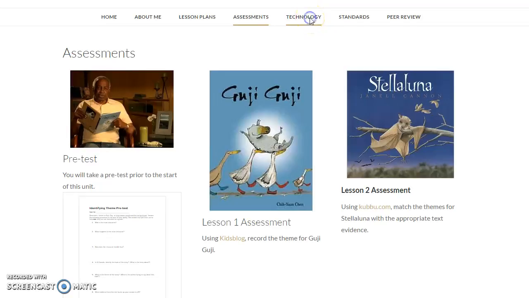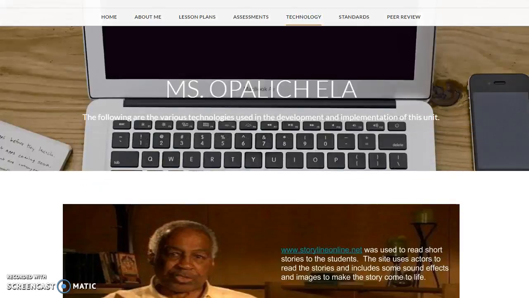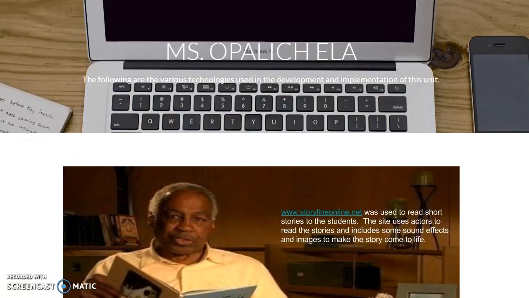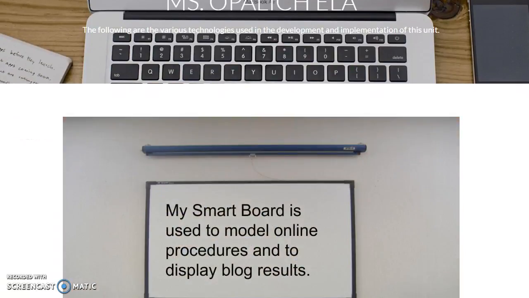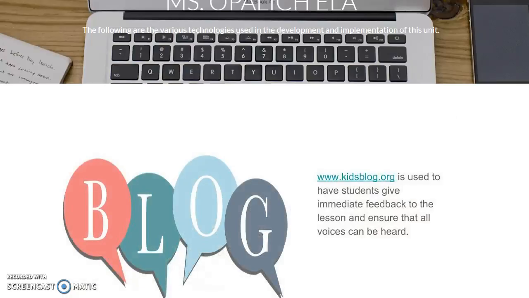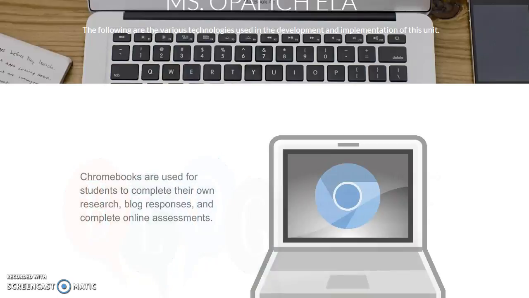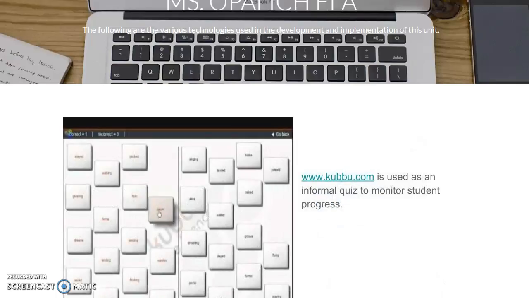The next page shows technologies that were used. We used StoryLineOnline.net. A smartboard is used. I'm very fortunate to have a smartboard in my room. Kids blog, you can see, to blog about their theme. We have use of Chrome notebooks in my classroom. Again, I'm very fortunate with the amount of technology that I have.